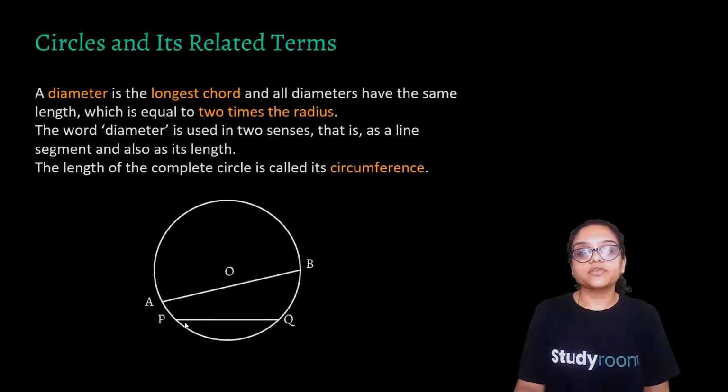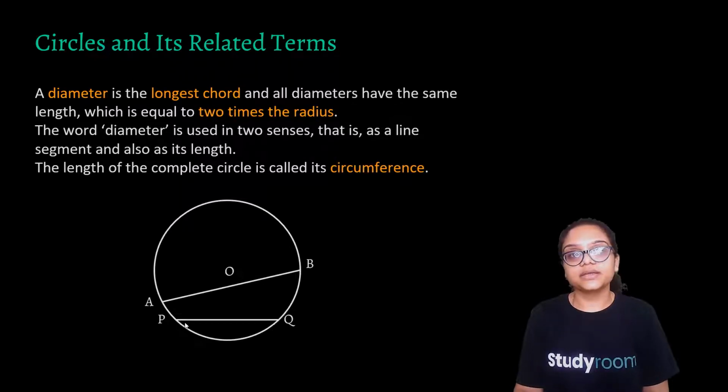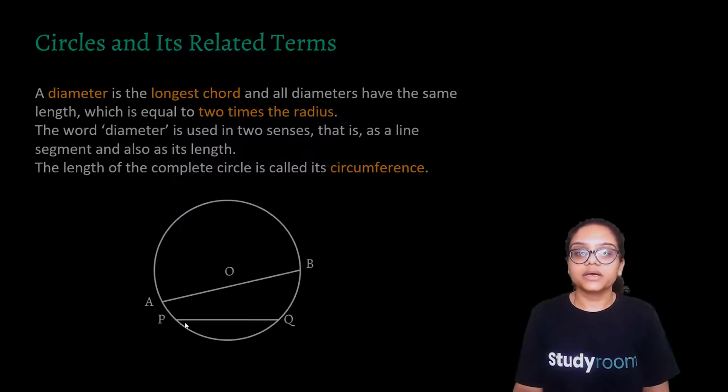Okay, so I'm giving you certain additional information too at the time of discussion. A diameter is the longest chord and all diameters have the same length, which is equal to 2 times the radius. The word diameter is used in two senses: as a line segment and also as its length. The length of the complete circle is called its circumference. Circumference is the length of the boundary. Okay, the curved part. Correct.